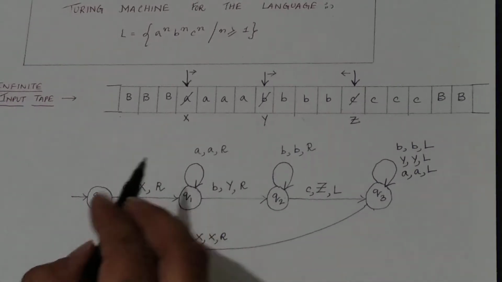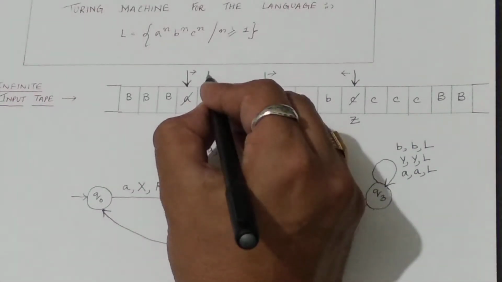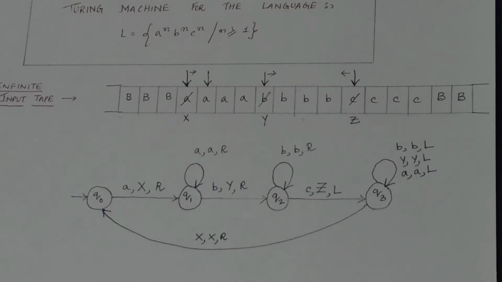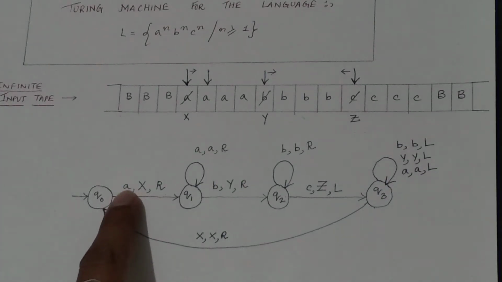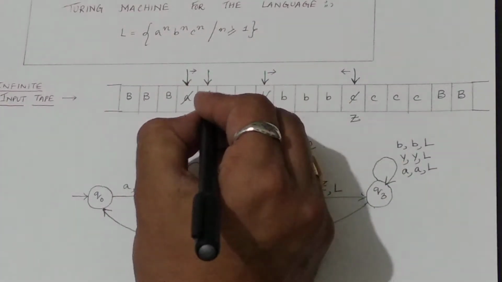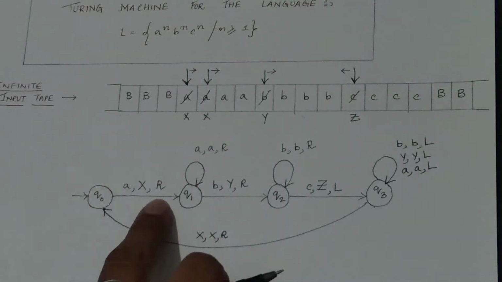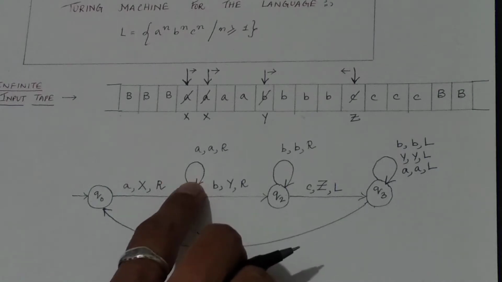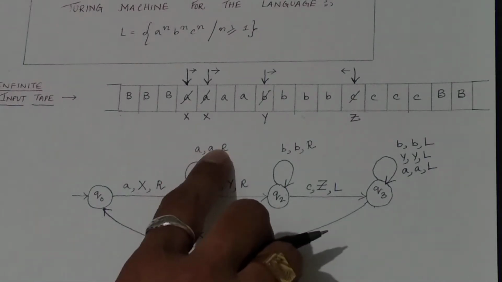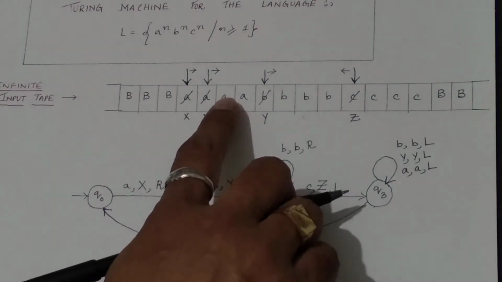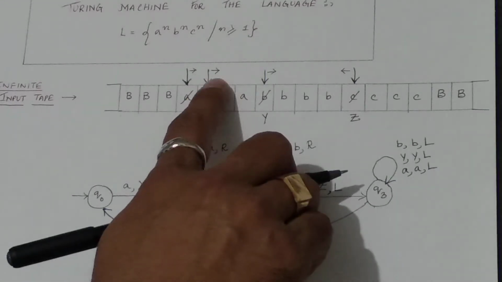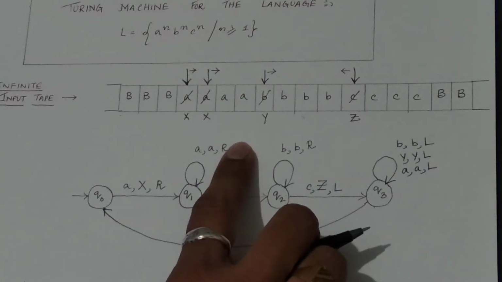Now tell me, the tape head will come to A, and what will it do? It will replace A by X, and the tape head will move in the right hand side direction. So while moving in the right hand side direction, it will encounter A. I have already written that if I encounter A, it will be replaced by A only, and the tape head will move in the right hand side direction.